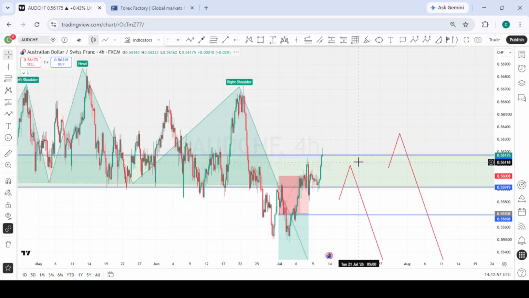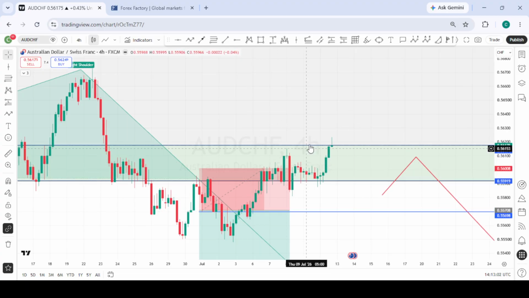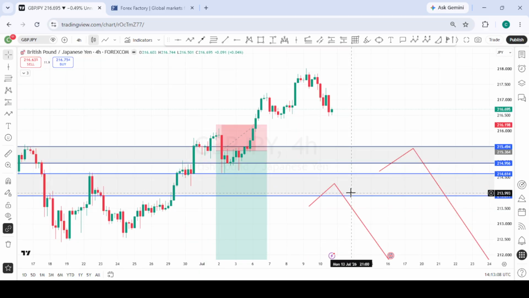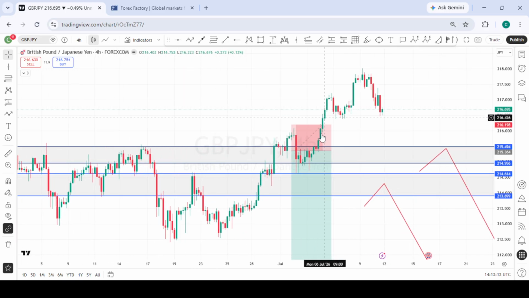This is AUDCHF. We were holding this position from 2 weeks ago, and it also hit our SL. It was a complete loss, and so we lost on this position as well. And GBPJPY was also a complete loss, so we lost on this position as well.